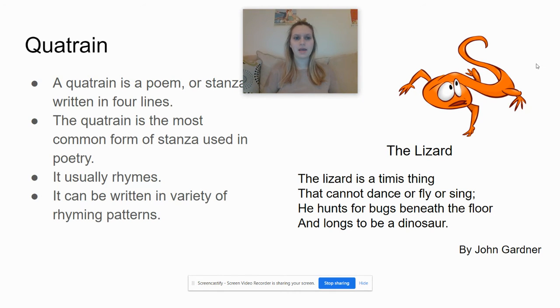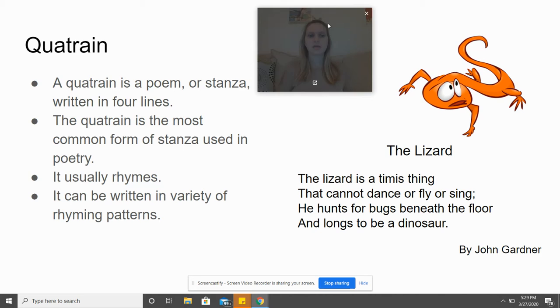Quatrain is a poem or stanza that's written in 4 lines. It's the most common form of a stanza that's used in poetry. It usually rhymes, and it can be written with a variety of different rhyming styles. This is The Lizard by John Gardner. The lizard is a timid thing that cannot dance or fly or sing. He hunts for bugs beneath the floor and longs to be a dinosaur.